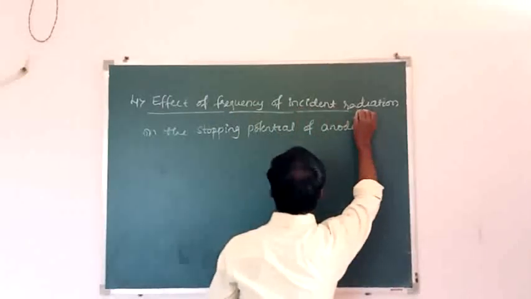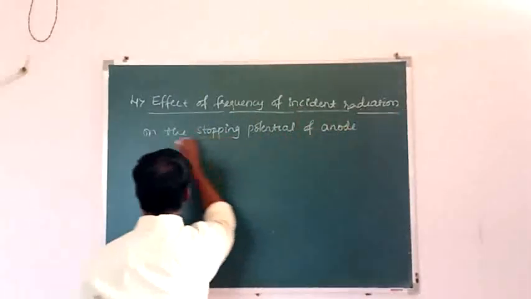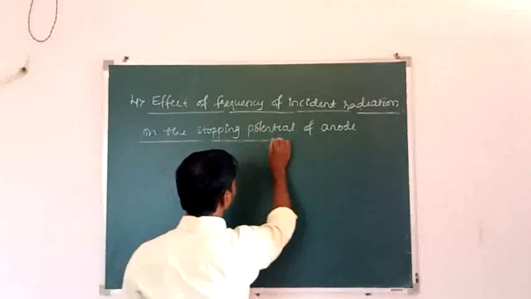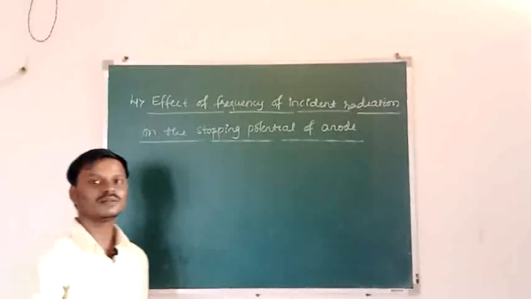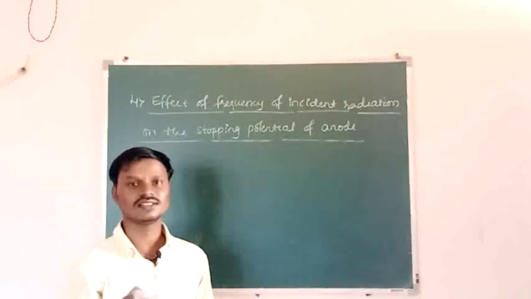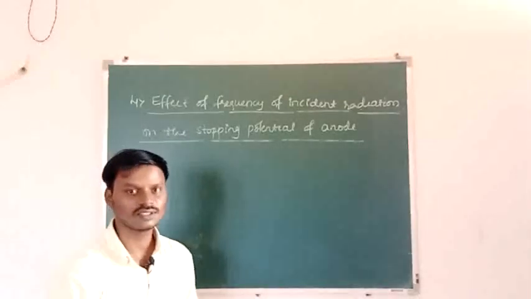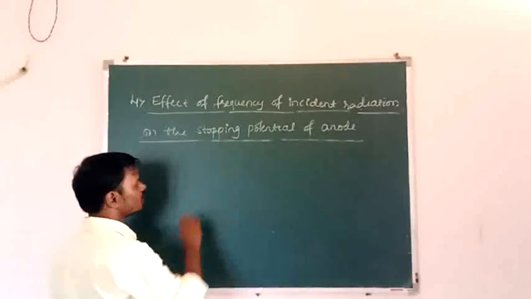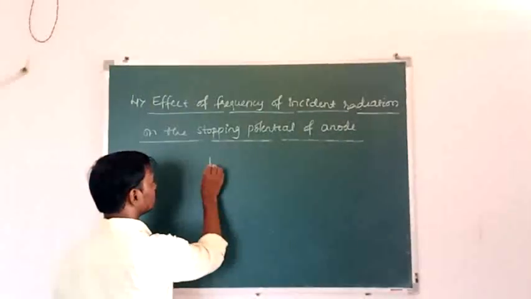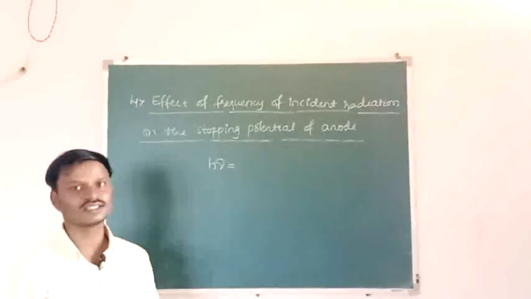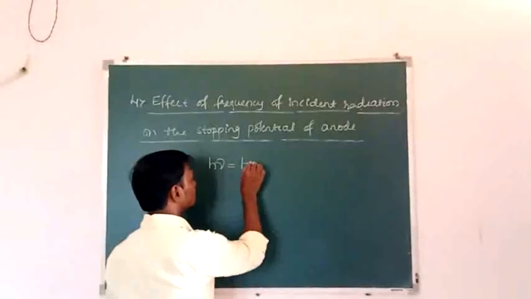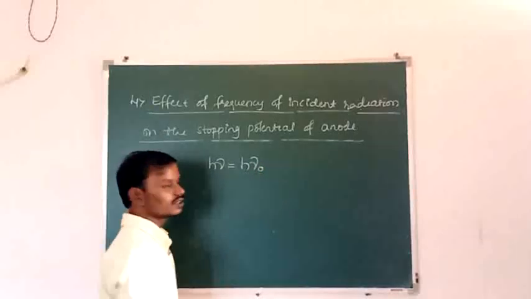Then the effect of frequency of incident radiation on the stopping potential of the anode. See here, as the frequency of incident radiation increases, the kinetic energy of the ejected electron increases. Einstein's photoelectric equation: h nu is the energy of incident radiation, and h nu naught is the work function of the metal.